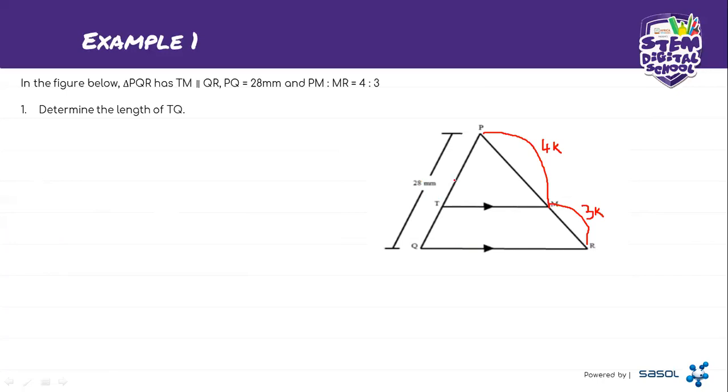Now, from the scenario, we know that TM is parallel to QR. And every time you come across that, it tells us that the ratio on this left hand side is equal to the ratio of this side, which is PMR, right? Then we can answer any question. Now, the first question says we should determine the length of TM. Where is TM? Let's go and look for TM.